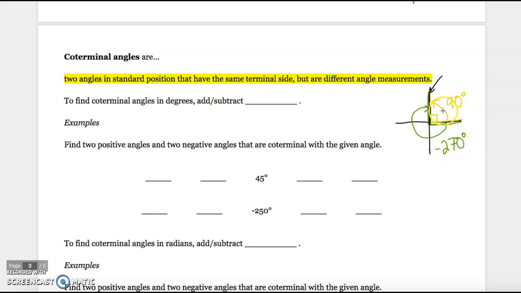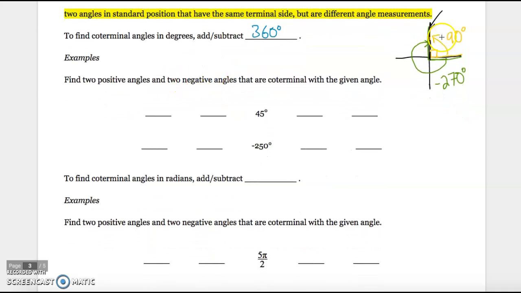Now the difference between them, if I did 90 minus negative 270, is 360 degrees, or a full circle. And that makes sense, right? If I'm facing north and then I spin backwards, or I spin to my right 360 degrees, I would still end up facing north, but my angle of movement would be different. And so when you add or subtract a full circle to whatever angle you're given, you'll still end up facing the same spot, but you will have added an angle measurement to it or taken away an angle measurement from it. So to find coterminal angles, you don't have to draw it every single time.